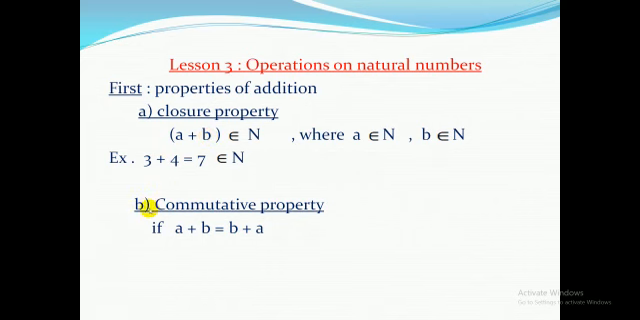Number B, commutative property. What is the meaning of commutative property? Commutative property means I can exchange the terms of the equation. Like here, if I say A plus B equals B plus A, or 3 plus 4 equals 4 plus 3, without changing the result.